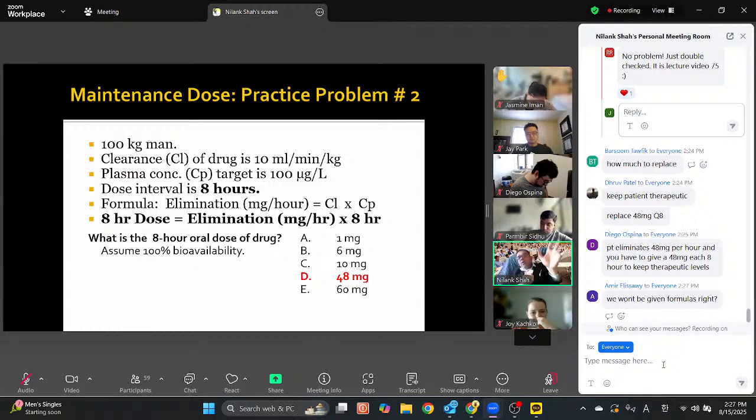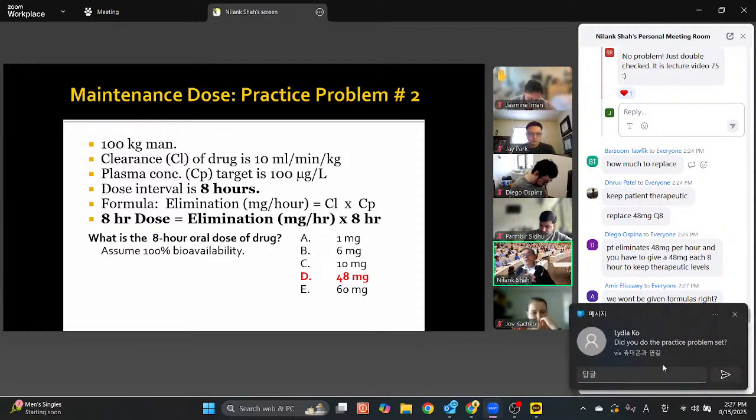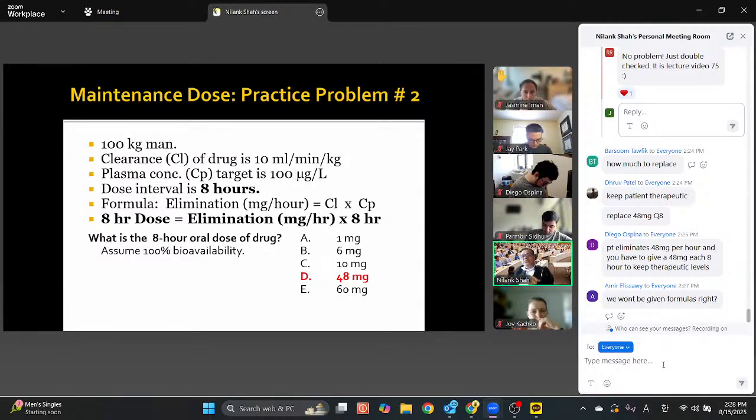It's not that complicated, and it should be easy for you to understand, because based on this we can decide how much dose to give this patient. The patient is losing 48 milligram every 8 hours, so you have to give the same dose every 8 hours to balance out what the patient is losing. You just have to replace what the patient is losing. That's why it's called maintenance dose, to maintain the drug concentration in plasma at the desired target level.